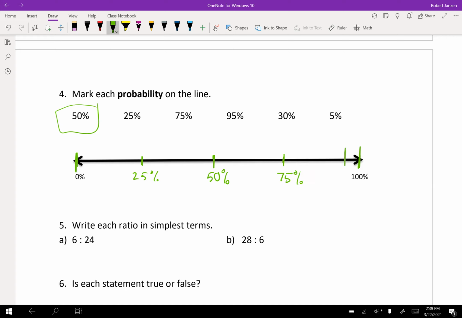95%, that's pretty close to 100%. We'd probably put it up there. Okay, 30%. I think 30% is just a little bigger than 25%. And 5% is just a little bigger than 0%.